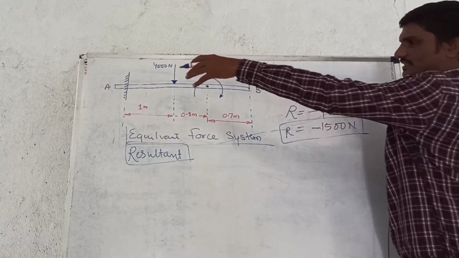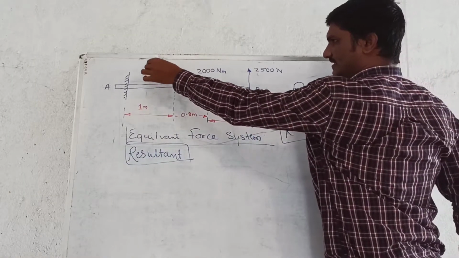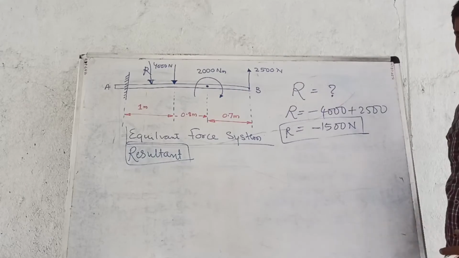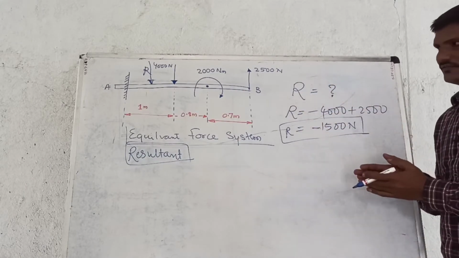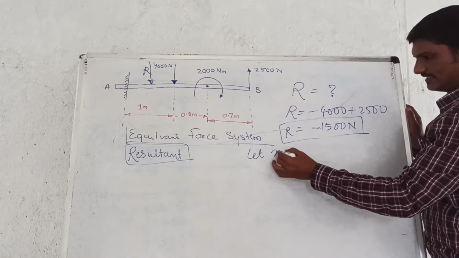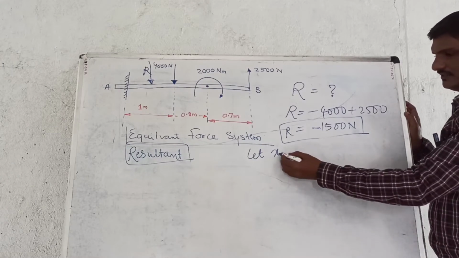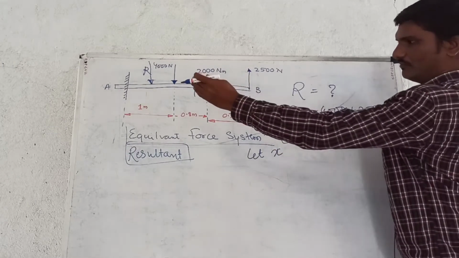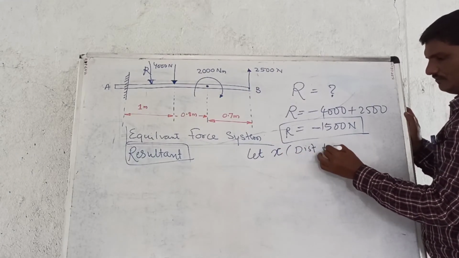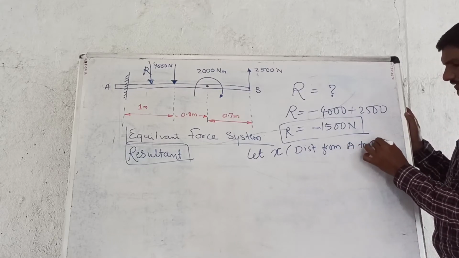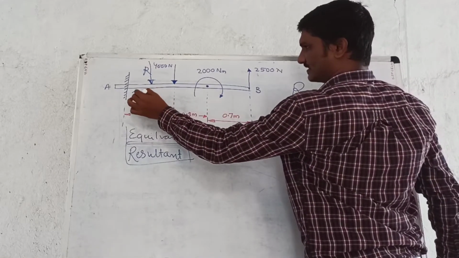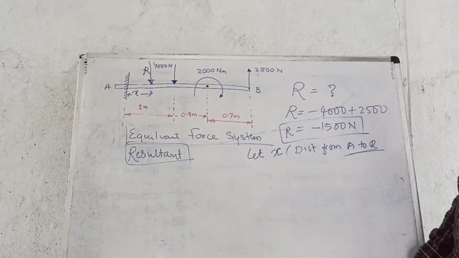Okay, so now let us assume the resultant force R is acting somewhere here in the downward direction. At what distance is the resultant force acting? Let us say X is the distance from A to the resultant force, from A to R. Let us assume this is an X distance. Now let us calculate X.